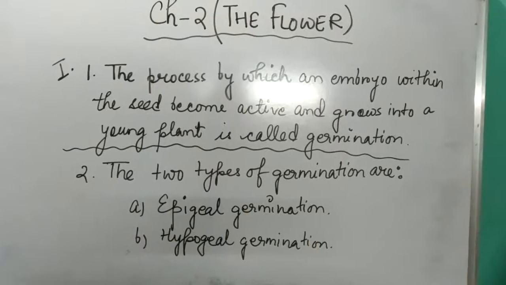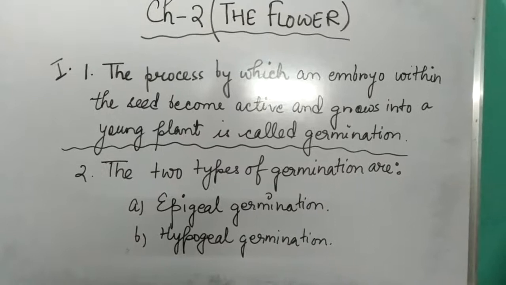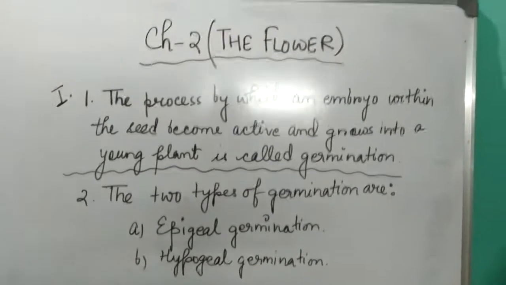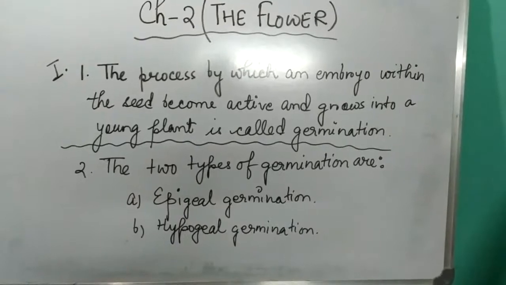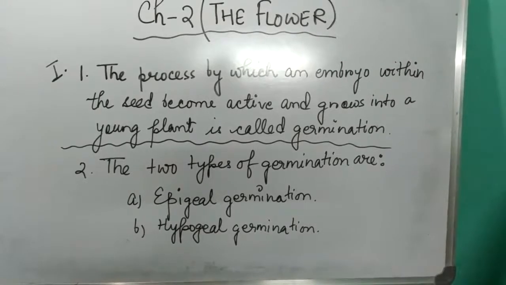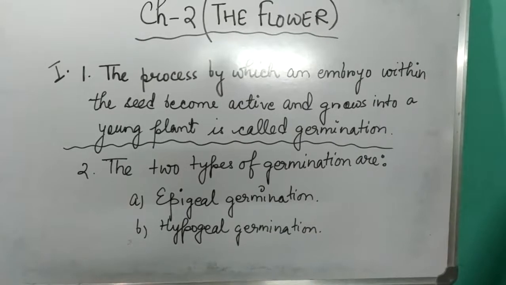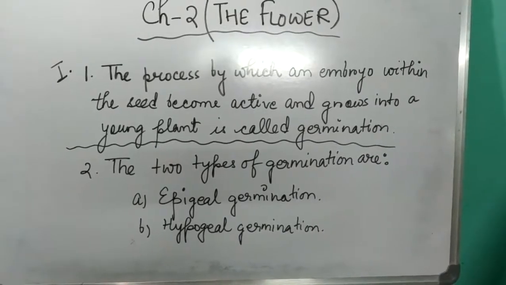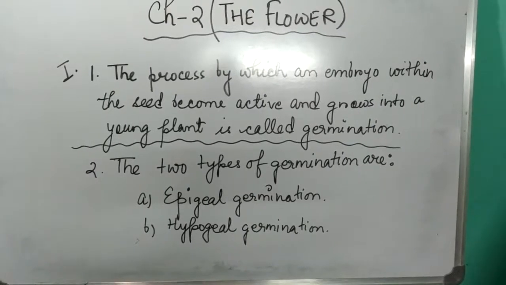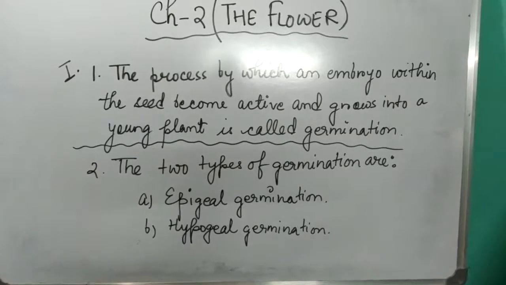The first question which I had given you was, define germination. Now what is germination, students? As I had already explained, the process by which an embryo within the seed becomes active and grows into a young plant is called germination. My next question was, what are the two types of germination and explain them? The two types of germination are epigeal germination and hypogeal germination.